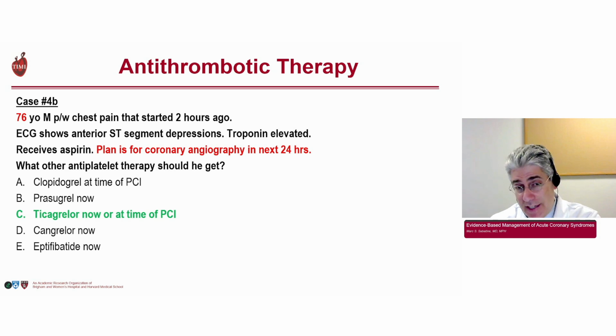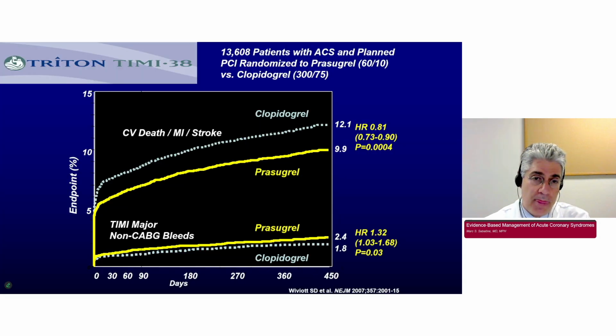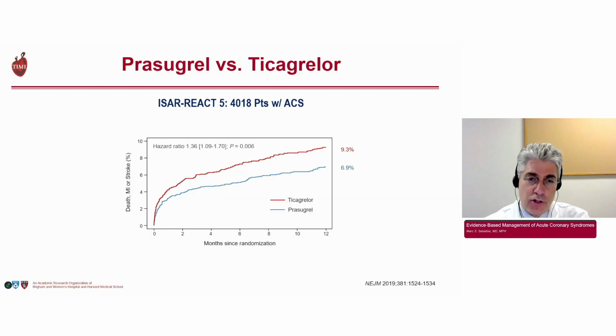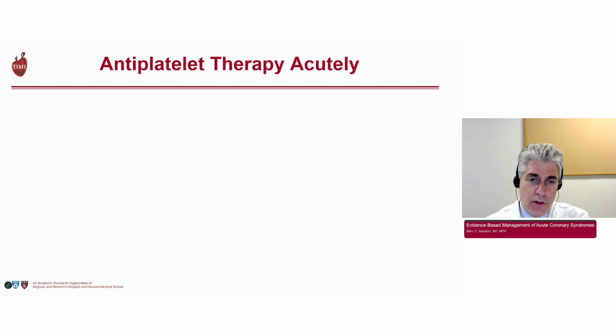Ticagrelor was studied, given upstream, just like in this case. But subsequent trials, albeit smaller trials, have looked at the benefit of upstream therapy with either prasugrel or ticagrelor. It's not clear there's any benefit. So now we tend to wait until their coronary anatomy is defined. And this just shows the Triton platelet trials. For the sake of time, I won't go through it, nor will I go through this slide.